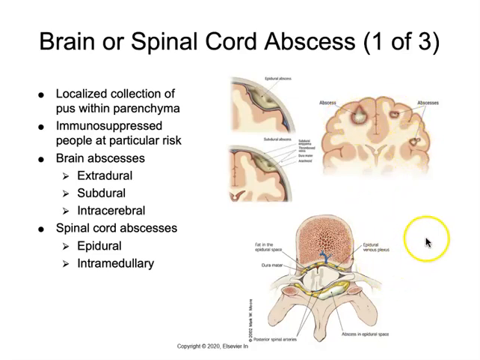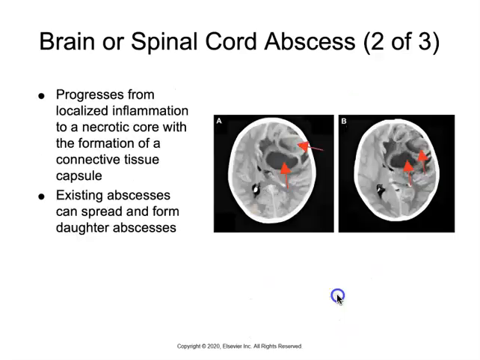And if we have them develop around the spinal cord, we call them epidural abscesses because they're in that space, or intramedullary. The symptoms of this depend on where the abscess is located, but could include fever, neurological deficits, and increasing intracranial pressure. Now, when we have this abscess develop, we will see localized inflammation, which is pointed to by these red arrows, but over time it develops a necrotic core that is surrounded by a connective tissue capsule. This process helps to contain the infection, but can also lead to pressure on the surrounding brain or spinal cord structures, which of course can cause neurological symptoms.